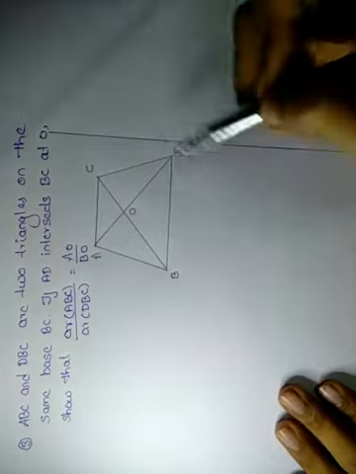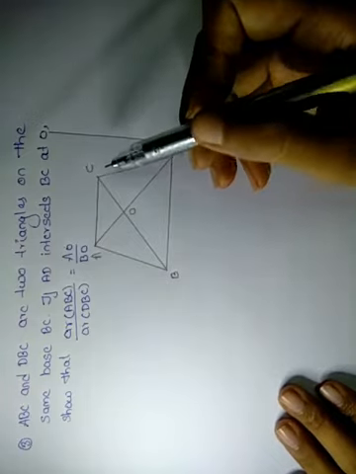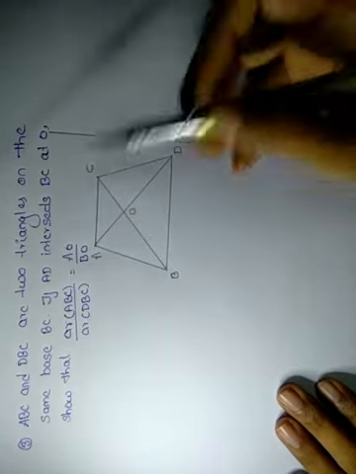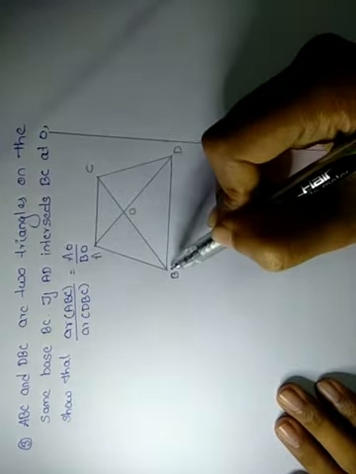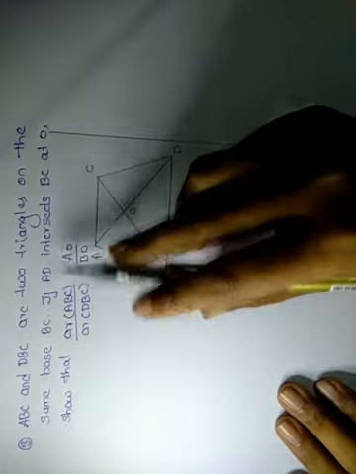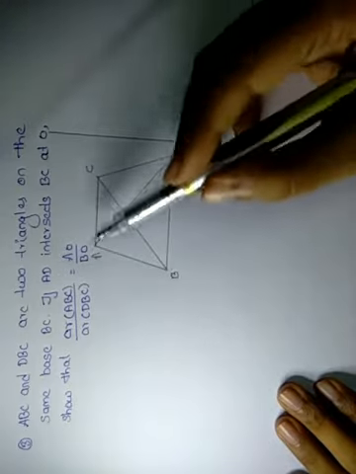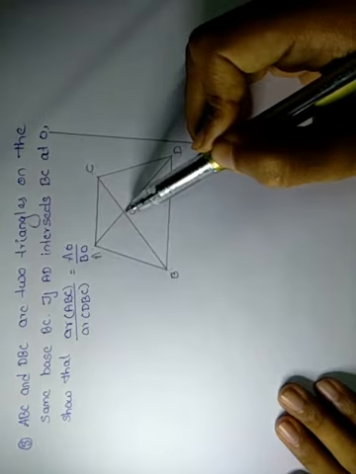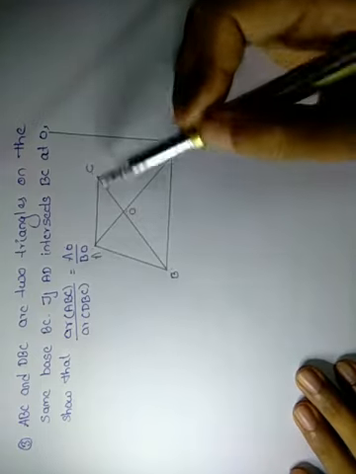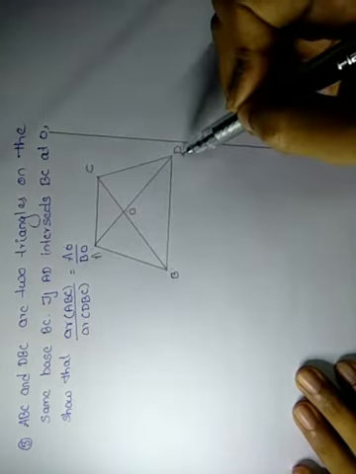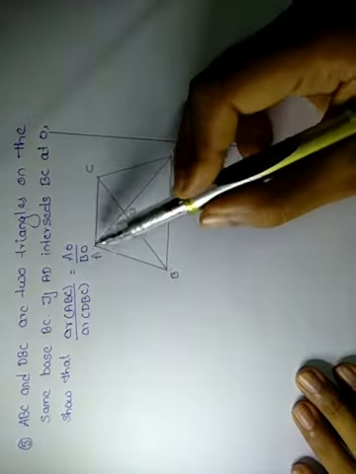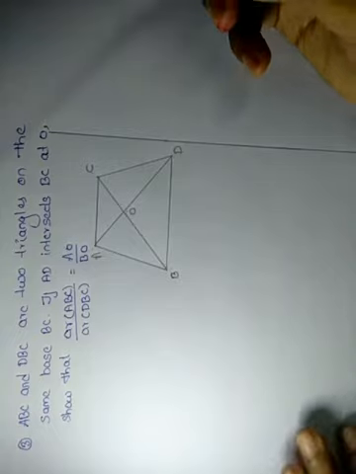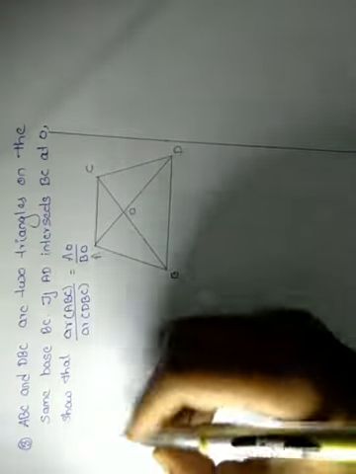Third problem. ABC and DBC are two triangles on the same base BC. You can see that triangle ABC and triangle DBC are on the same base, that is BC. If AD intersects BC at O, then we need to show that area of triangle ABC divided by area of triangle DBC is equal to AO divided by DO. So let's begin the proof.